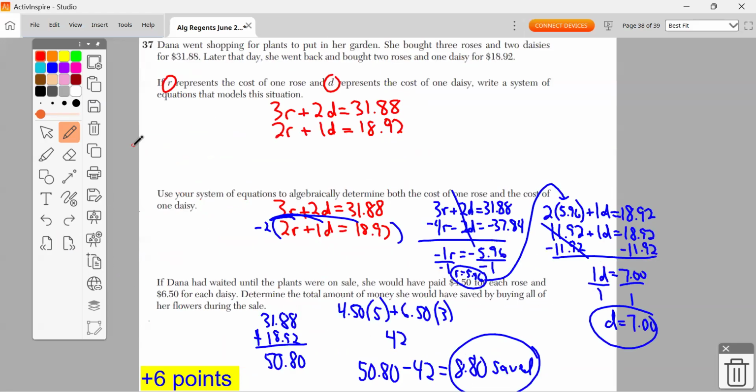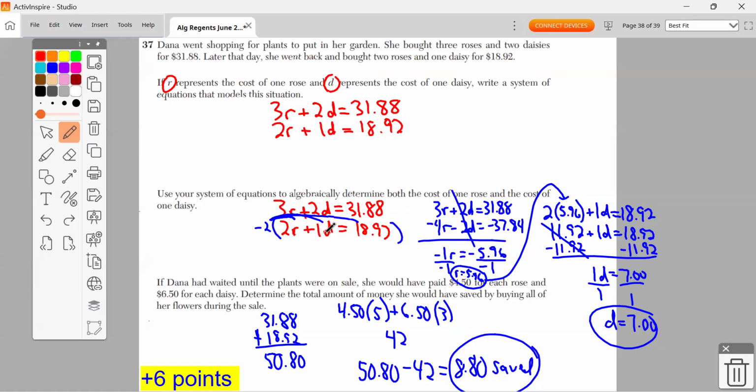And then we have the 6-pointer. Dana went shopping for plants. She bought 3 roses and 2 daisies for $31.88. They want you to use R for roses, D for daisies. So 3R plus 2D, $31.88. Later that day, she went back and she bought 2 roses and 1 daisy for $18.92. 2R plus 1D equals $18.92. Solve for the cost of 1 rose and 1 daisy.